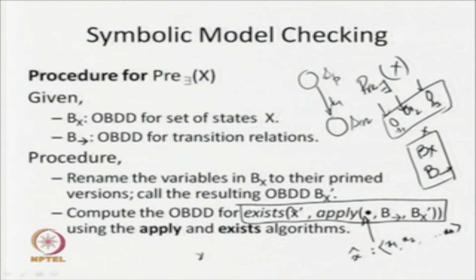Similarly, x prime hat is the vector of the primed versions of the variables, x1 prime, x2 prime, up to xn prime. Okay. So, these are the two steps we have to apply: one, renaming of the variables, and second, using this method: first the apply algorithm with the dot operator, then the exists algorithm. These are the two steps we perform to get this pre-exists x.